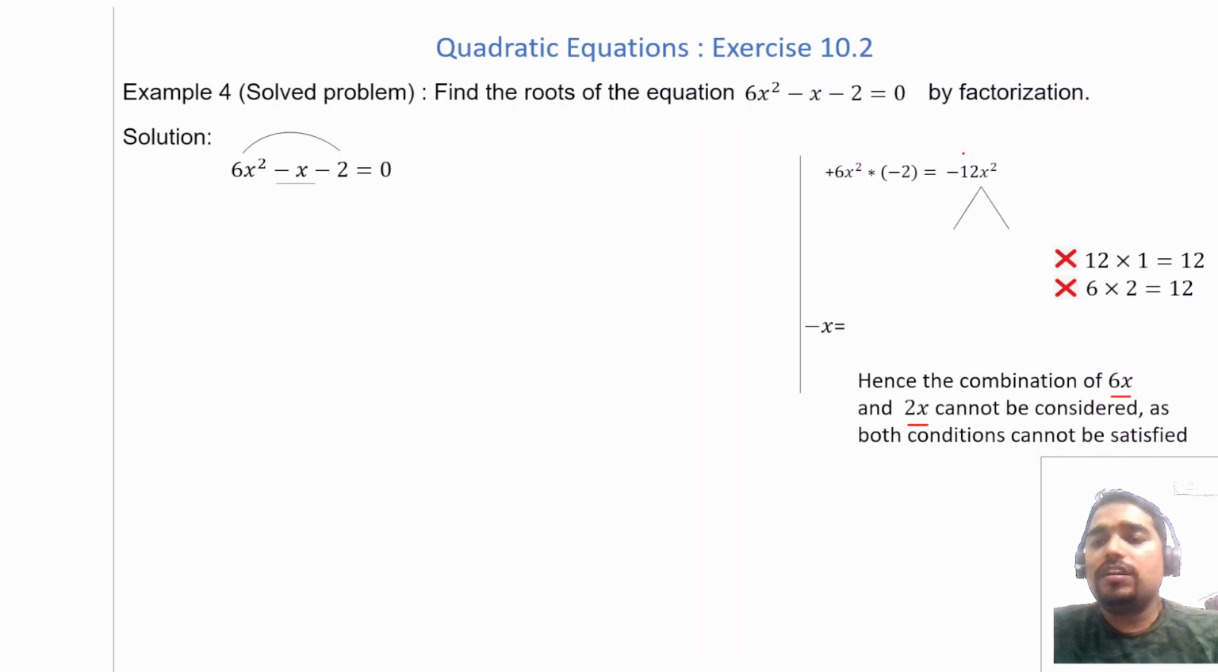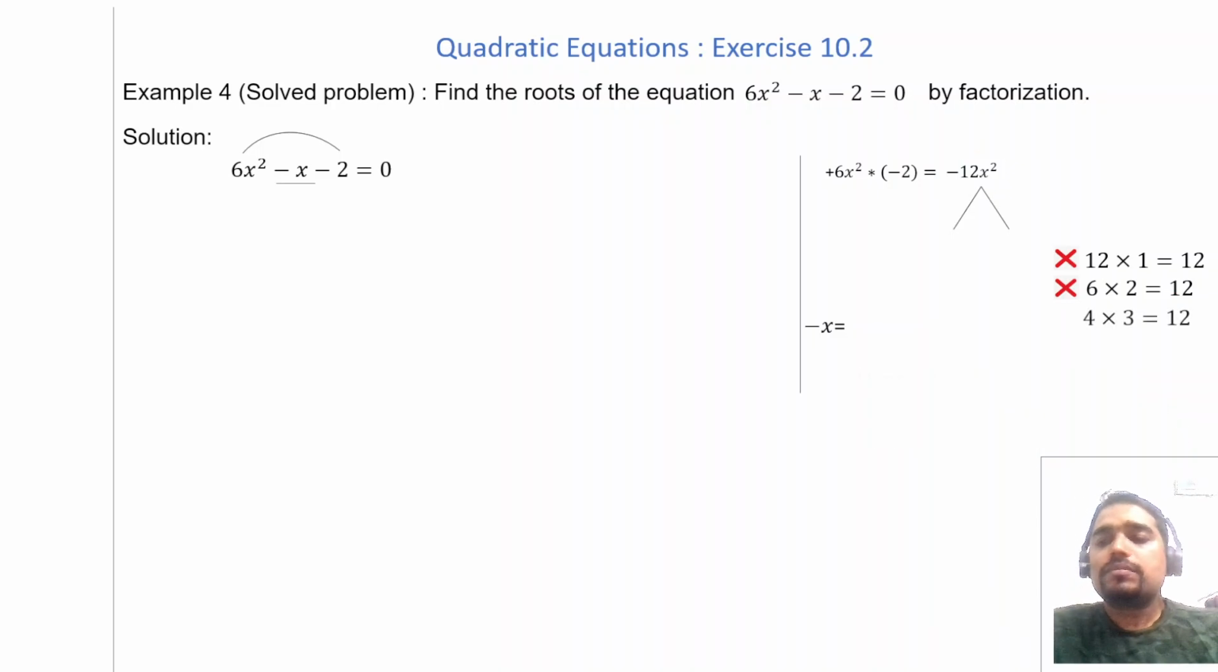So in which other table will we be able to get 12? Either 12 ones are 12, which is not getting satisfied, or 6 2s are 12, which is also not getting satisfied. So the third option is 3 4s are 12 or 4 3s are 12. So if we take 4 3s are 12, then 4 minus 3 is 1, or 4 plus 3 is 7. Since we want 1x, this option of the factors being 4x and 3x would satisfy our condition.